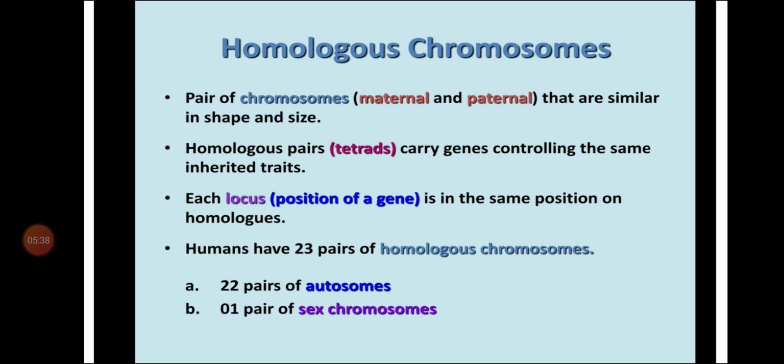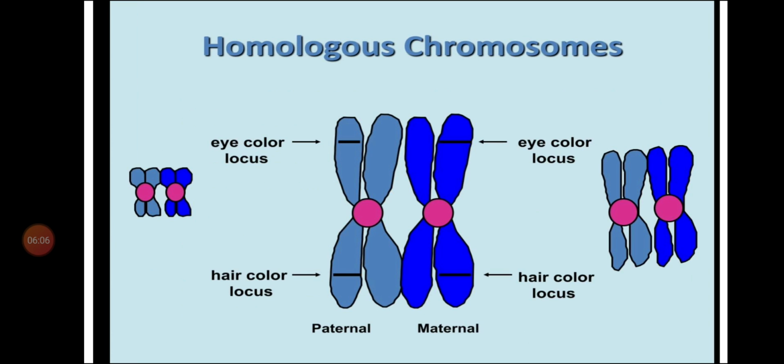The autosomes are the chromosomes that are responsible for the body characters other than sex-linked traits, that is, sex chromosomes. And the last one pair is the sex chromosome. That means in male it will be XY chromosomes and in female it will be XX chromosomes. So that is the last pair of chromosomes that will determine the sex of a person, that is, male or female. Next you can see here homologous chromosomes, paternal homologous chromosome and maternal homologous chromosome.